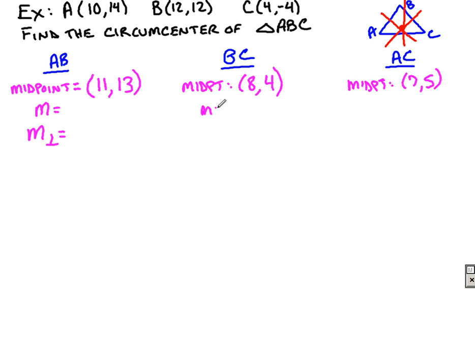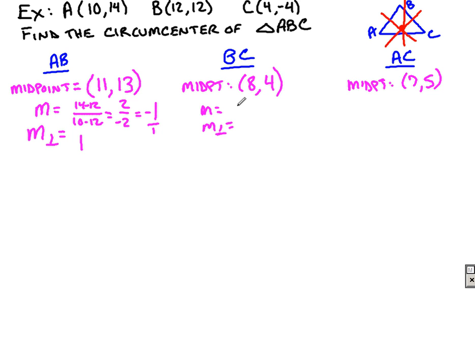So now we need to find all the slopes as well. Let's start with AB. We'll subtract the y, which will be 14 minus 12. If I did 14 minus 12, I need to do 10 minus 12 for my x value. So that means I'll have 2 over negative 2, which equals negative 1. That means for my perpendicular slope, I need to take the opposite sign, so positive 1, and then flip it. Well, it was 1 over 1, which flipped is still 1. So now positive 1 in this case.